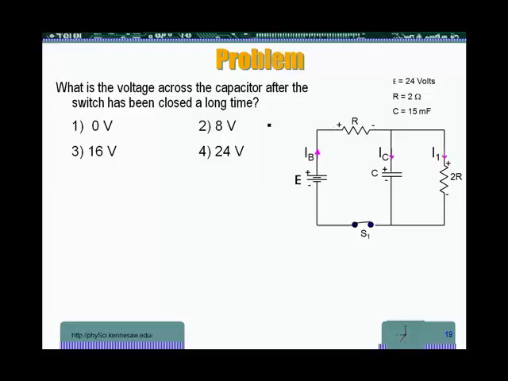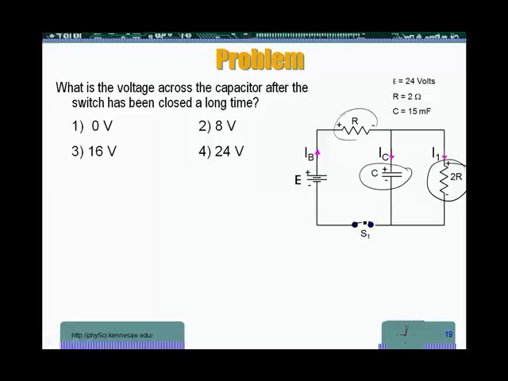Okay, now we have a different circuit. We have R here, capacitance here, twice R here. This is closed. So it's like when we had S1 and S2, but both of them closed. And it is asking what's the voltage across the capacitor after the switch had been closed for a long time.